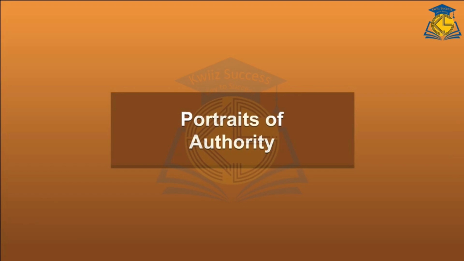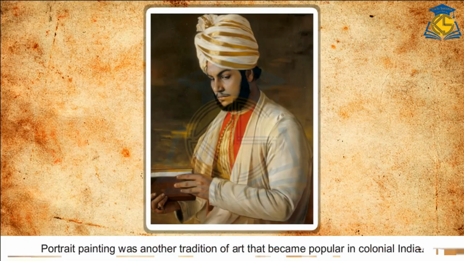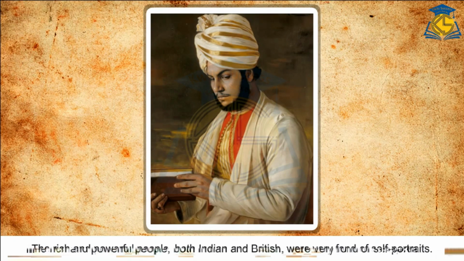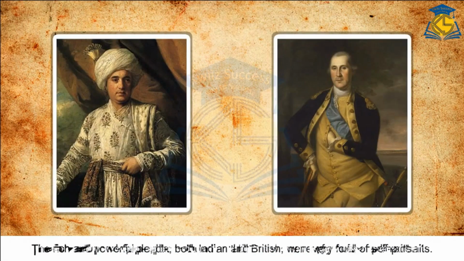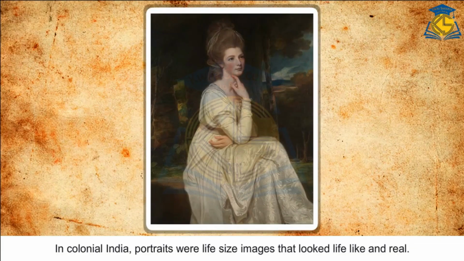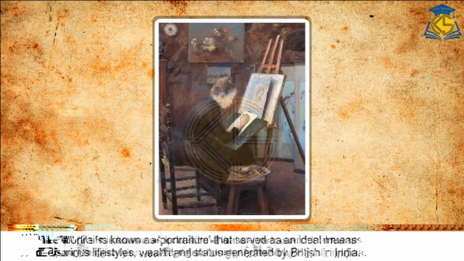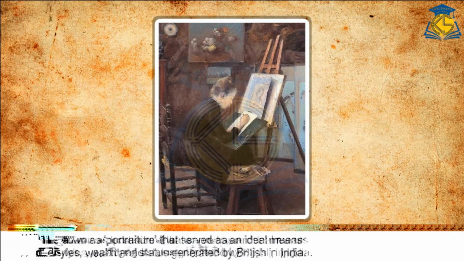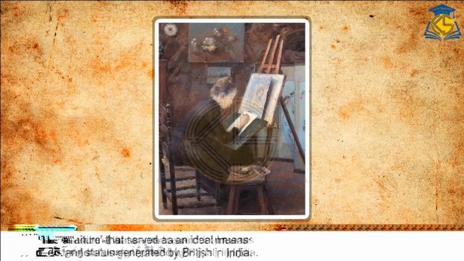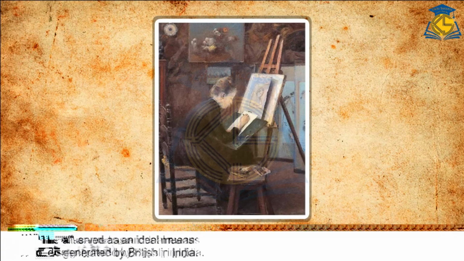Portraits of authority. Portrait painting was another tradition of art that became popular in colonial India. The rich and powerful people, both Indian and British, were very fond of self-portraits. In colonial India, portraits were life-size images that looked lifelike and real. The art of making portraits is known as portraiture, which served as an ideal means of displaying the luxurious lifestyles, wealth, and status generated by the British in India.